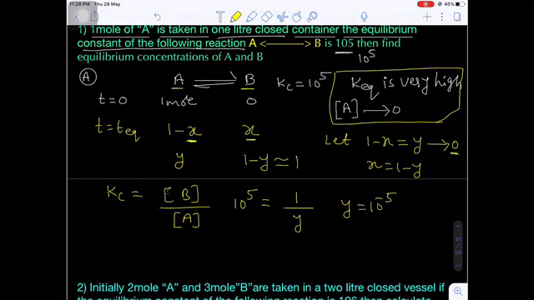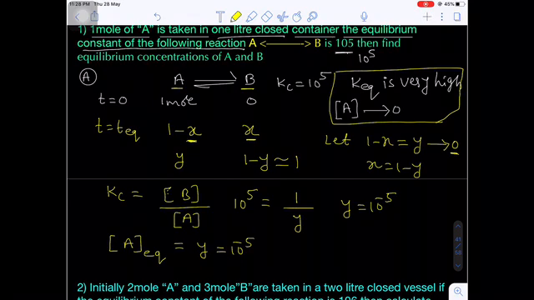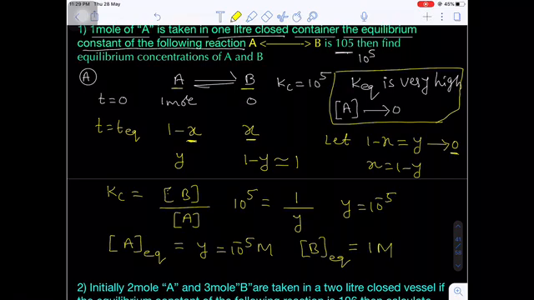Now the question is the concentration of species at equilibrium. The concentration of A at equilibrium is equal to y. What is the y value? 10 raised to minus 5 moles per liter. Now what is the concentration of B at equilibrium? The concentration of B is equal to 1 minus y. The y value is very small compared to 1, that's why I am ignoring y. So I am taking 1 minus 0, that is 1 mole per liter.